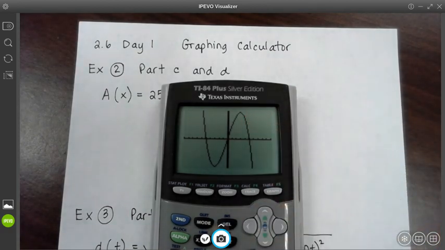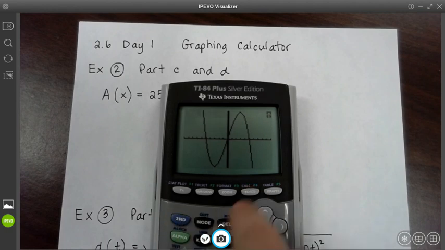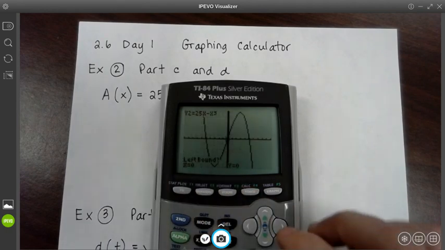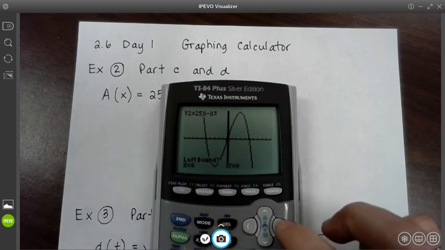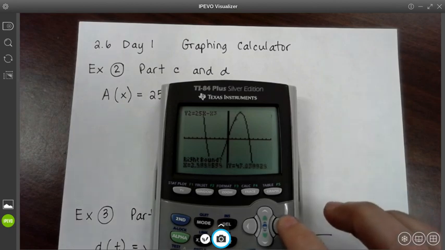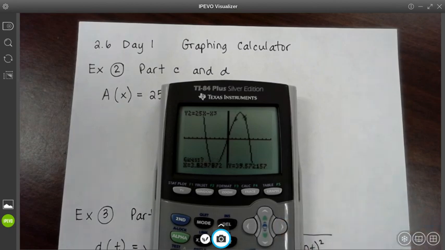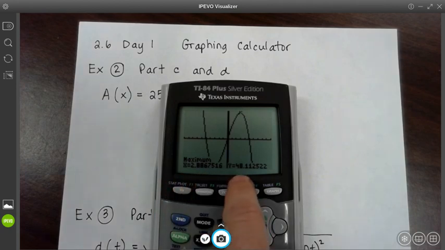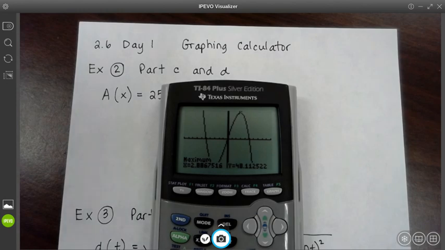So to calculate it, we're going to go to second trace. We're going to calculate a maximum, so number 4. And then you have to get on the left bound side. So move your cursor to the left side of that peak, like right about there. Then move your cursor to the right side, hit enter, and then it's going to make an educated guess for what x value it gets the biggest area. Then you hit enter, and it says when x is 2.89, the area will be 48.11 square units.